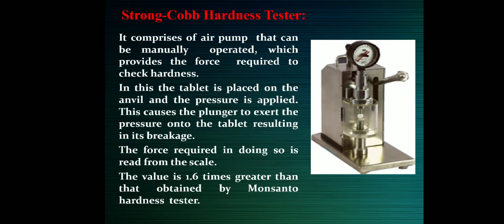Strong-Cobb Hardness Tester. It comprises an air pump that can be manually operated, which provides the force required to check hardness. In this, the tablet is placed on the anvil and pressure is applied. This causes the plunger to exert pressure onto the tablet, resulting in its breakage. The force required in breaking the tablet is read from the scale. Generally, the Strong-Cobb Hardness Tester gives 1.6 times more reading than the Monsanto Hardness Tester.